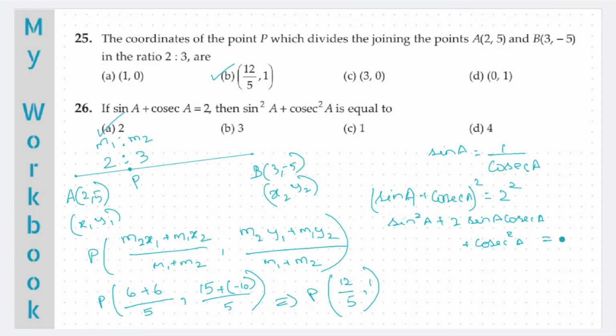And on the right hand side we have 2 square, which is 4. Now sine square plus cosecant square, let's keep it as such. Cosec square A plus sine into cosecant A. We know that cosecant A is 1 by sine A, or sine A is 1 by cosecant A. So these two are reciprocal of each other, so they'll get simplified as 1. So plus 2 is equal to 4. We need sine square A plus cosecant square A, which will be 4 minus 2, 2. So the answer is option A, 2.